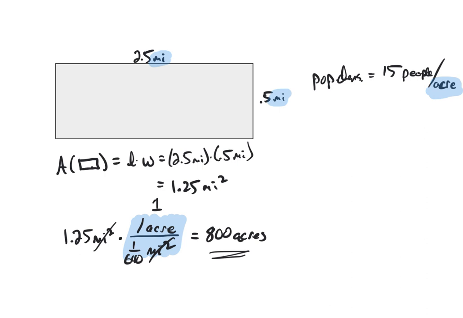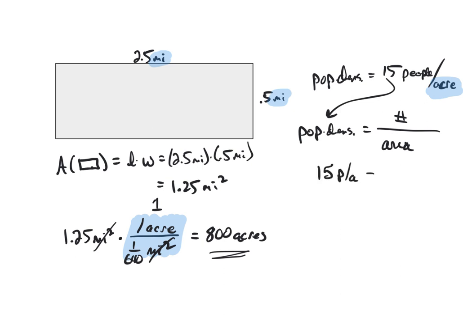In other words, what's the population of the park? So just as in the previous problem, we're going to use the fact that population density is equal to the number of people divided by the area. Once again, they tell us the population density. Here it's 15 people per acre. We don't know the total number of people, but we know the area is 800 acres.